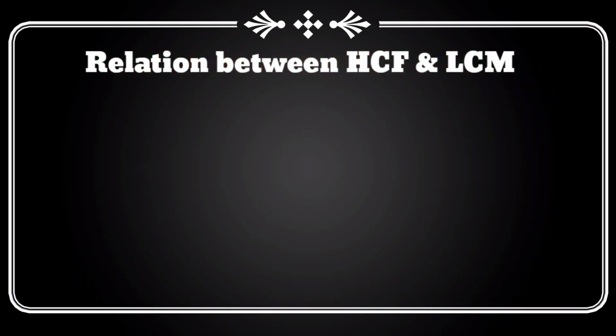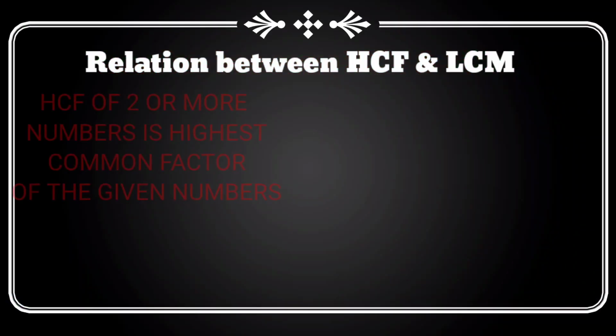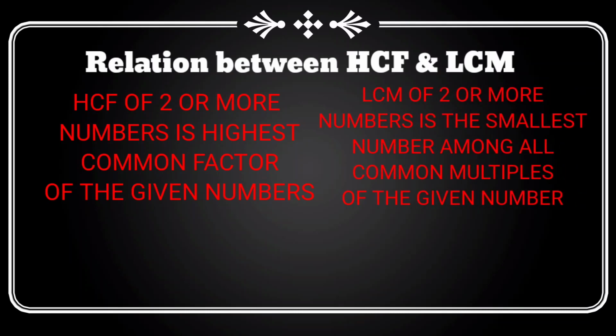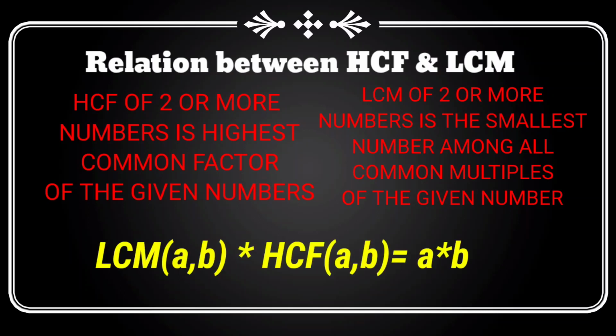Relationship between LCM and HCF. HCF of 2 or more numbers is the highest common factor of the given numbers. It is found by multiplying the common prime factors of the given numbers, whereas the least common multiple LCM of 2 or more numbers is the smallest number among all the common multiples of the given numbers. So LCM of A and B multiplied by HCF of A and B equals A into B, the product of given numbers.